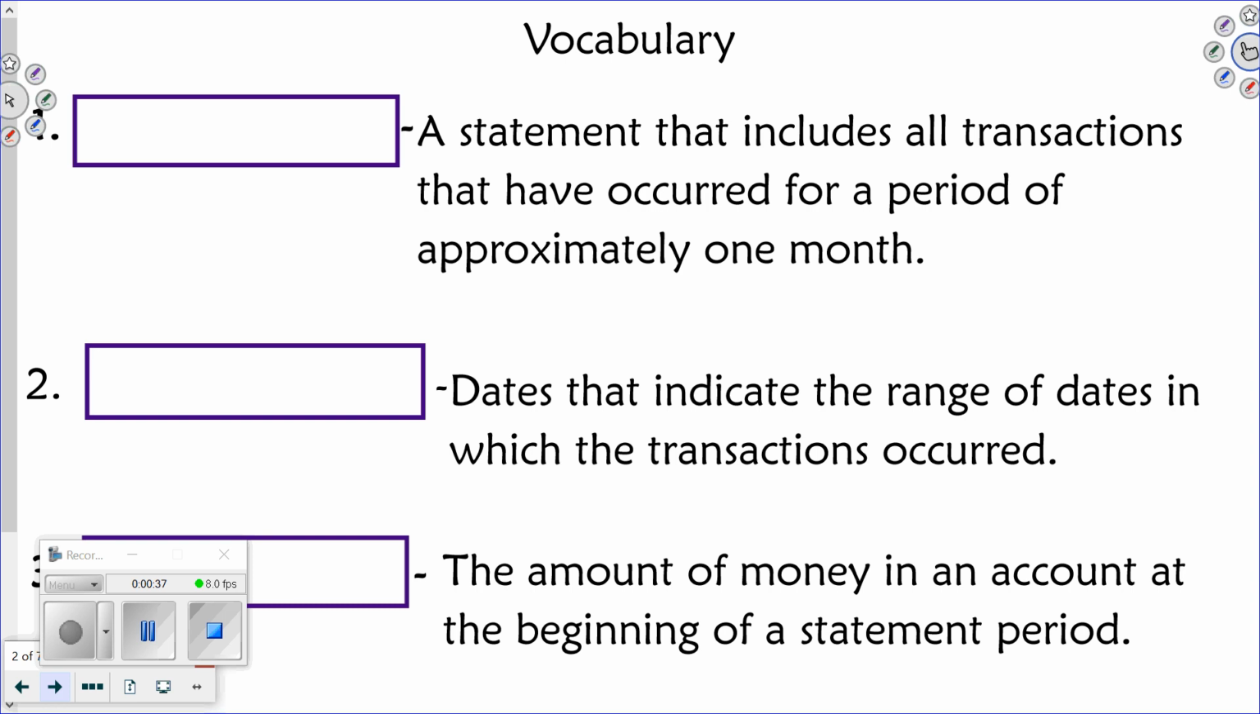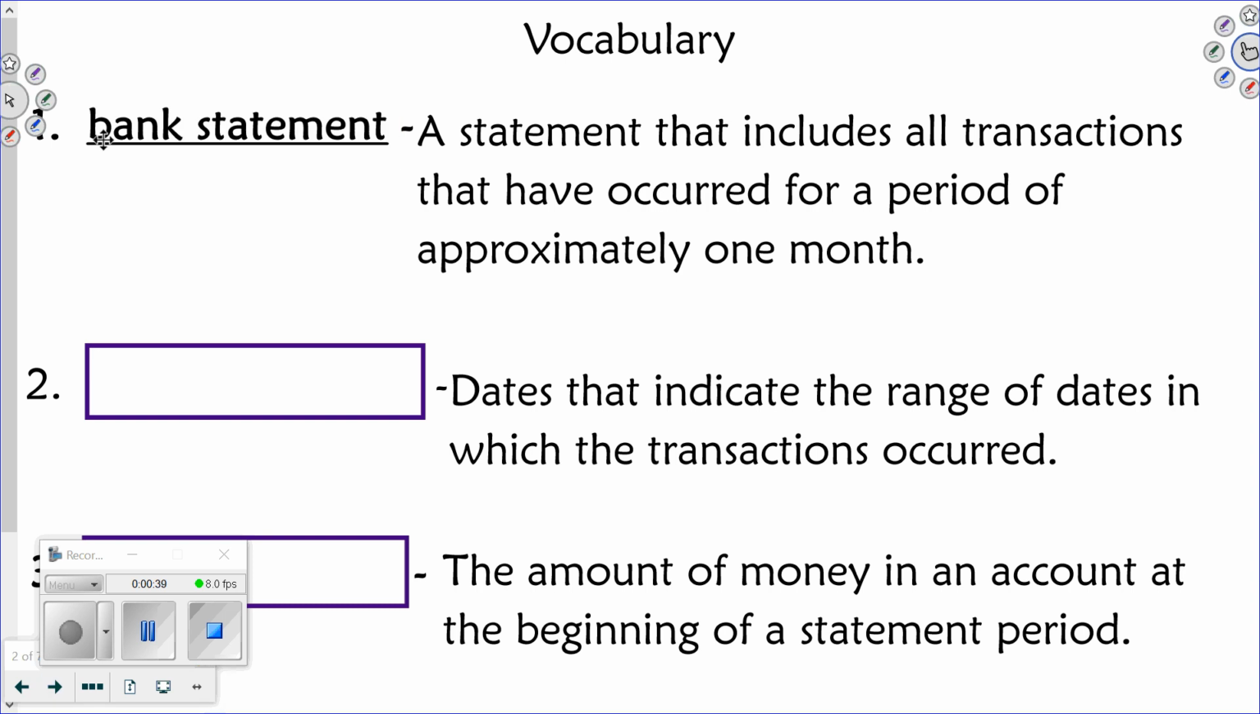All right, so first some vocab. The first thing is the bank statement. It's just a statement that includes all transactions that have occurred for a period of approximately one month. Now the bank statement, though, Luke, put the calculator away. The bank statement is just what the bank has actually seen. Like I said, that check sitting in my wallet, the bank hasn't seen that yet. So it hasn't actually come out of my mom's account.